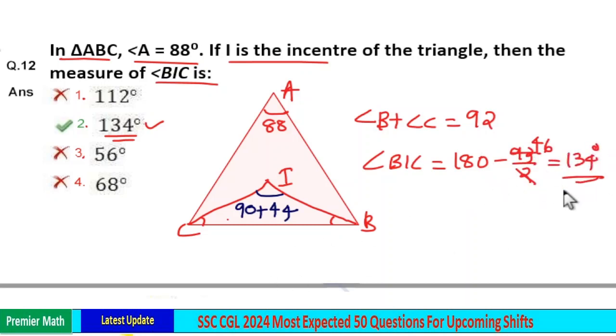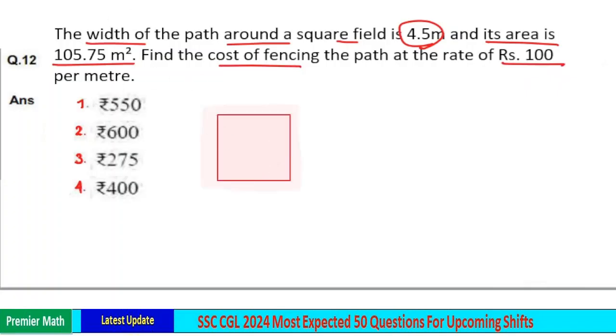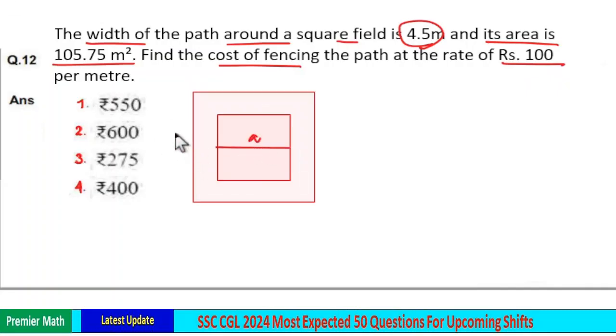So in this way you can also find. The width of path around a square field is equal to 4.5 meter and its area is 105.75 meter square. Find the cost of fencing the path at the rate of rupees 100 per meter. Here this is the ground. Consider ground width as a meter. Now this is the path surrounding the ground and path width is equal to 4.5 meter. This is also 4.5 meter.